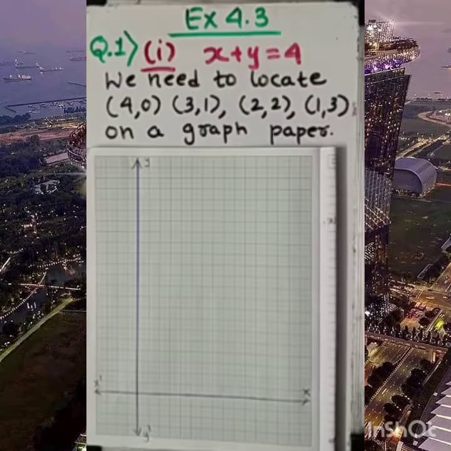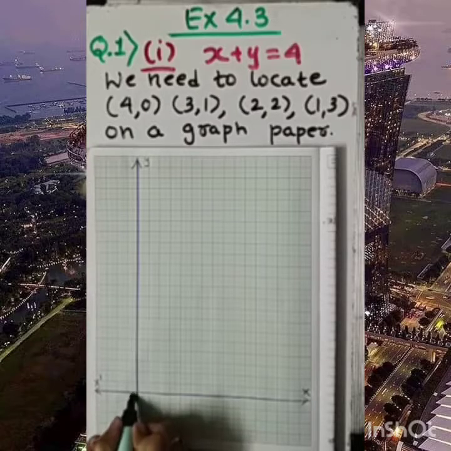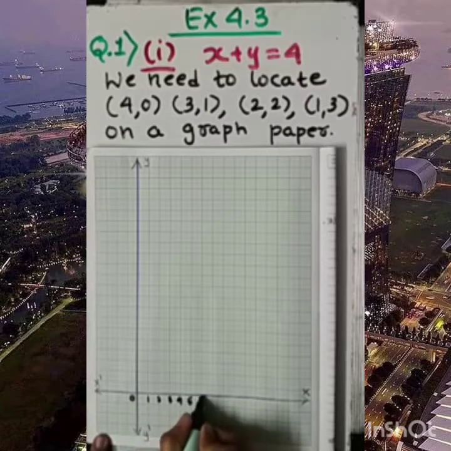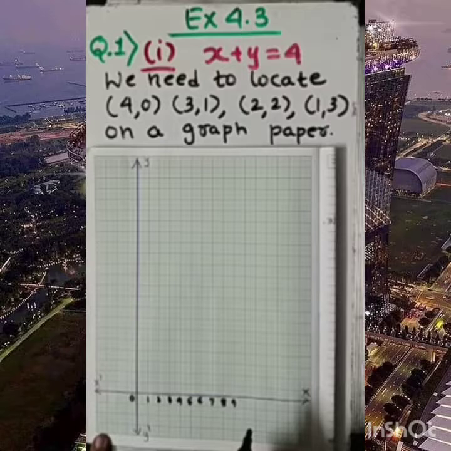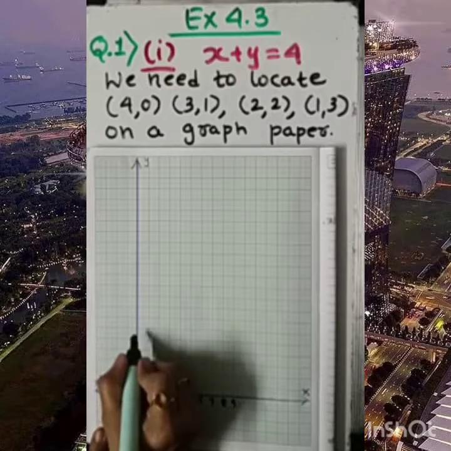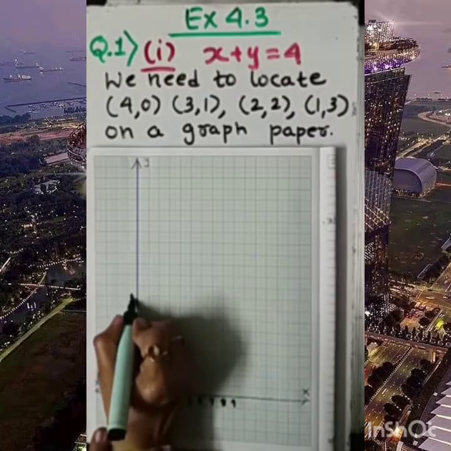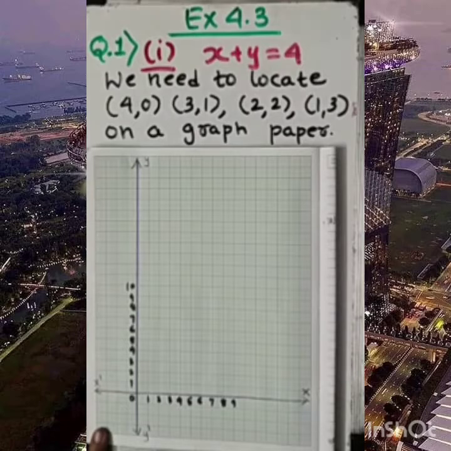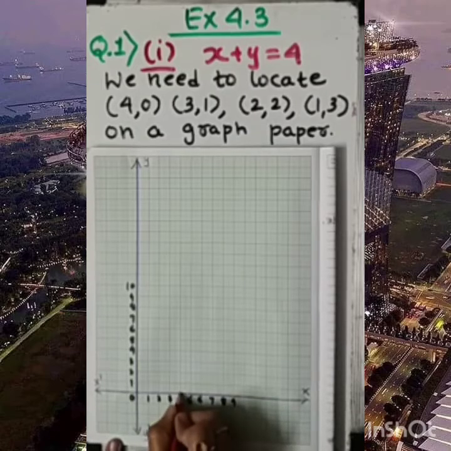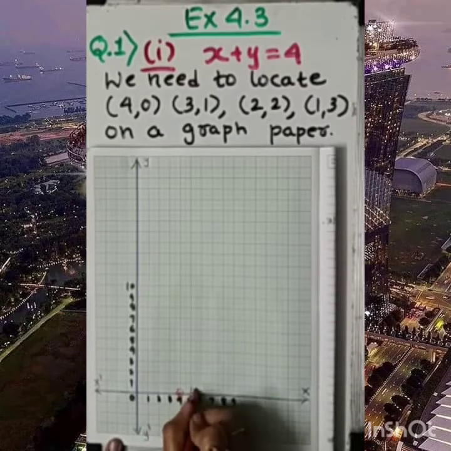Which points are there? We are going to locate them here. This is 0, origin O. Here it is 1, 2, 3, 4, 5, 6, 7, 8, 9. Similarly here 1, 2, 3, 4, 5, 6, 7, 8, 9, 10. Like that you have to take the points. Now carefully we will locate these points on a graph paper. First is (4, 0), which lies on the x-axis, and it will be located here somewhere. So please locate (4, 0).